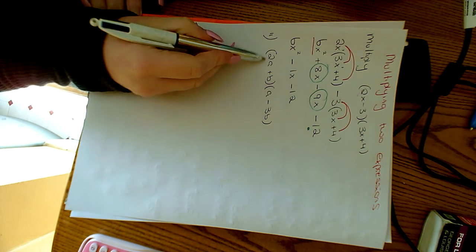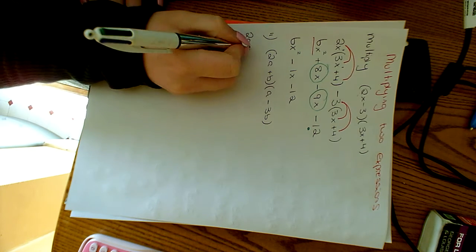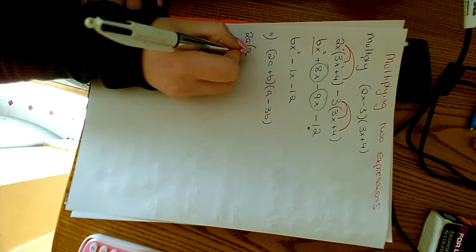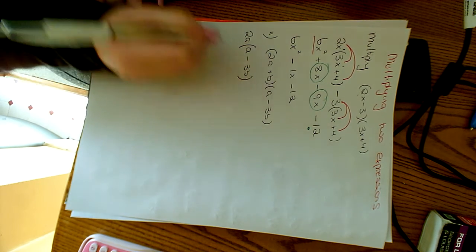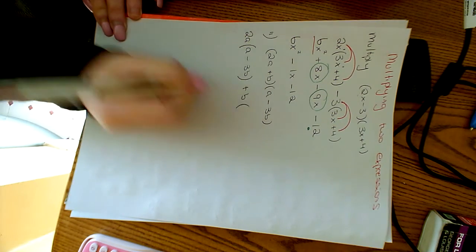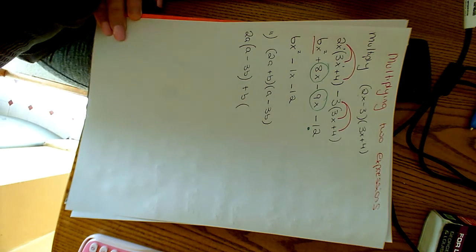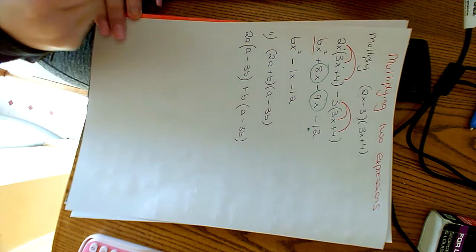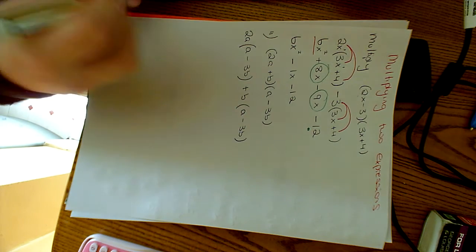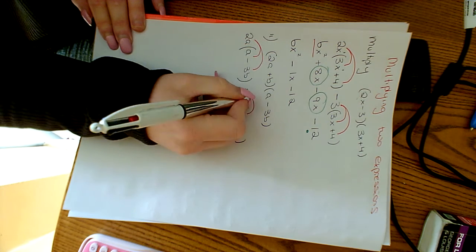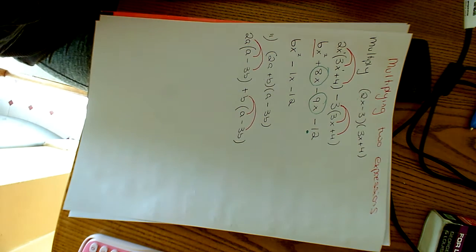So I take my first term, which is 2a, and I multiply it by everything in my second bracket, so it's a minus 3b. I take my second term, which is plus b, and I multiply it by everything in my second bracket, a minus 3b. Now I can go on and do my arrows. So I do my arrow here, arrow here, arrow here, arrow here.